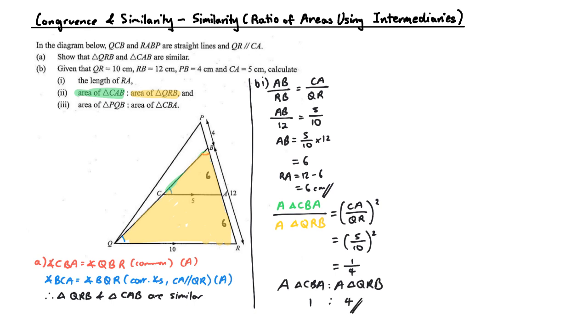Okay, so let's do part 3, or part A. Oh, this is part 2. Haha, sorry, confused myself a bit. B part 3, area of PQB. PQB would be, oops, sorry, this part here.